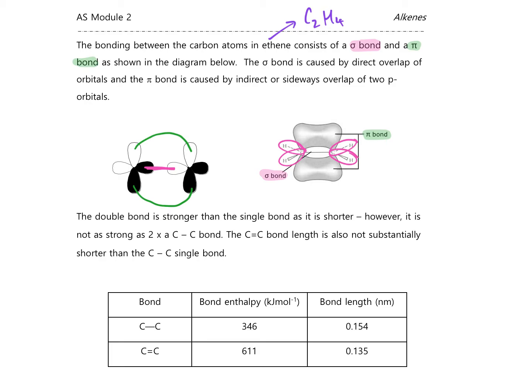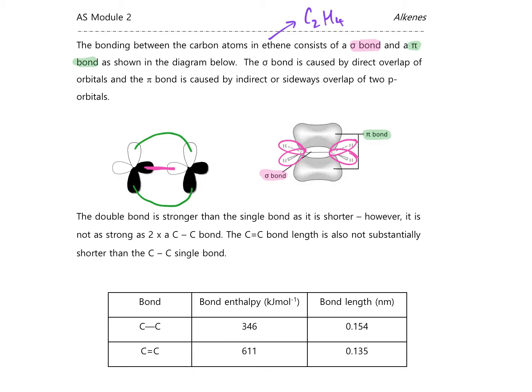3 of them will be sigma bonds. If we look at the example of ethene, then those sigma bonds will be one between the 2 carbon atoms and then 2 others with hydrogen atoms. And then the pi bond is formed by the indirect overlap of your p orbitals between the carbon atoms.